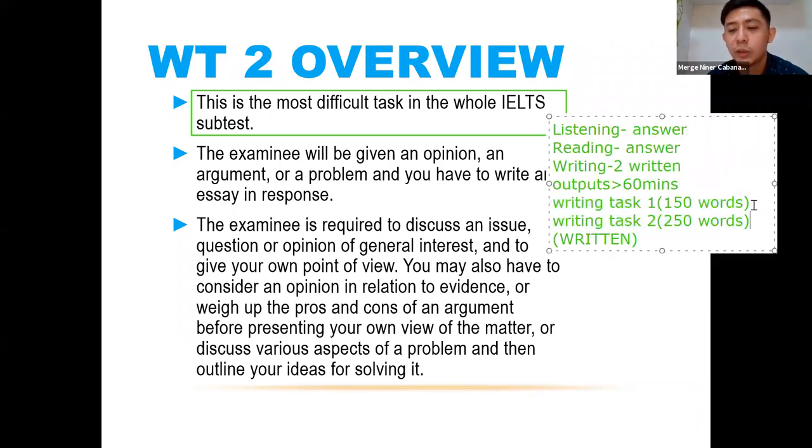Again, we will be spending only 20 minutes for task one, and we will be spending 40 minutes for task two. The reason for that is practically writing task two would require you more time since it is much longer as compared to writing task one. So I hope that I made myself clear about the difference between the imbalance of the 60 minutes expenditure for your writing subtest in the IELTS. So 20 minutes for task one, because task one is much shorter. Not only that, task one is much easier.